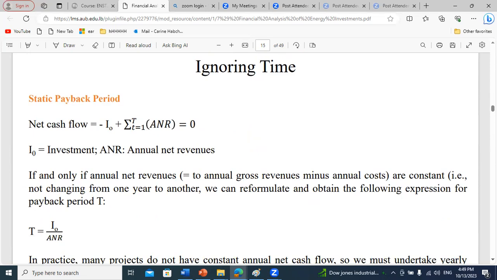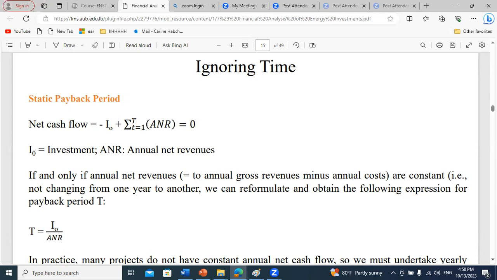Let us first develop techniques ignoring time and then compare them with other methods that take time into consideration. Whenever we ignore time, we can talk about a static payback period, while if we consider the time effect, we talk about a dynamic payback period. So first, as we mentioned, we should calculate the static period by considering the time needed to pay back our investment, as the name indicates.